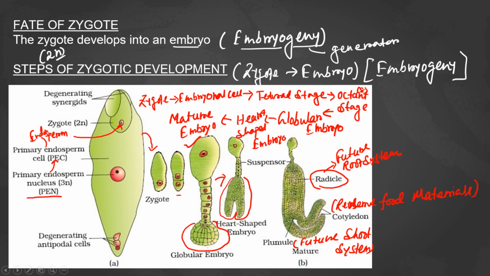So this entire zygote is going to convert first into the embryonal cell, then the tetrad stage, then the octant stage, then the globular embryo, then the heart-shaped embryo, and later the heart-shaped embryo will be converted into the mature embryo, in the case of dicot. But in the case of monocot, the development is the same up to some stages, but in the later stages there will be a little difference, that we will learn in the coming lecture.